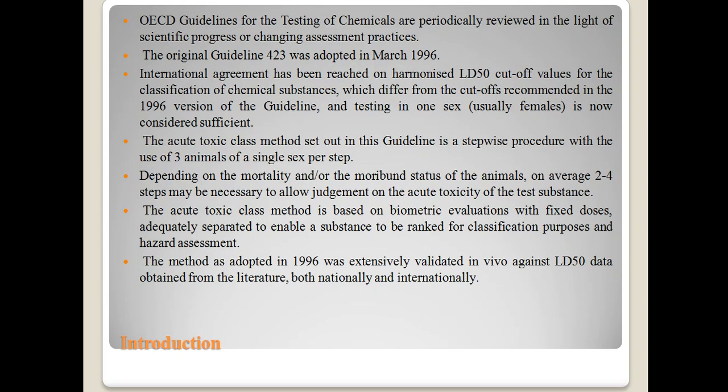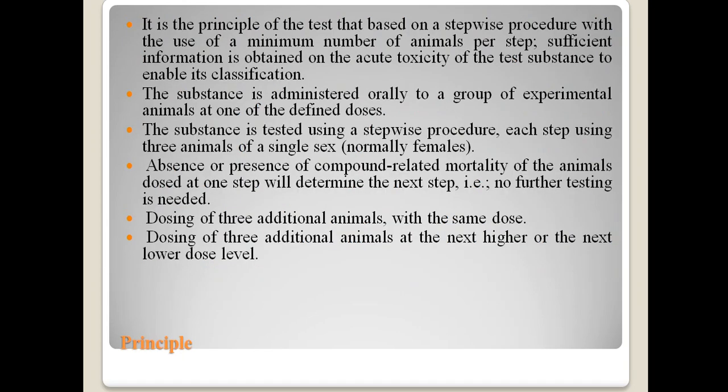Most importantly, the method as adopted in 1996 was extensively validated in vivo against lethal dose 50 data obtained from literature, both nationally and internationally. Now, coming to the principle of this experiment, the principle of the test is that, based on a stepwise procedure with the use of a minimum number of animals per step, sufficient information is obtained on the acute toxicity of the test substance to enable its classification.